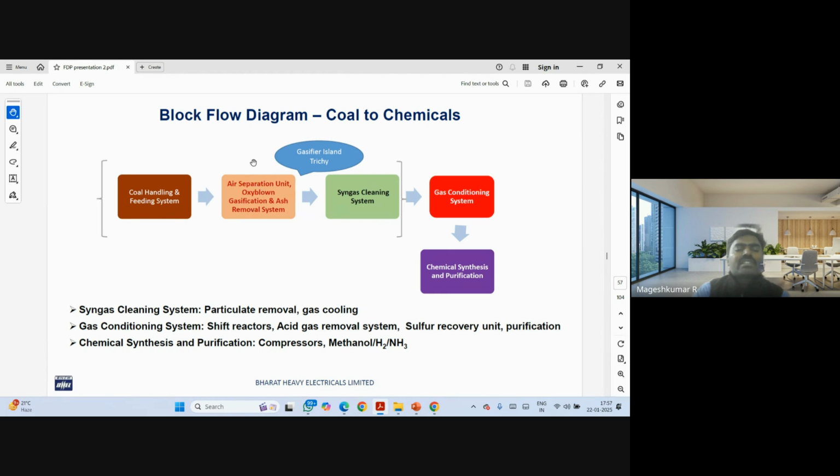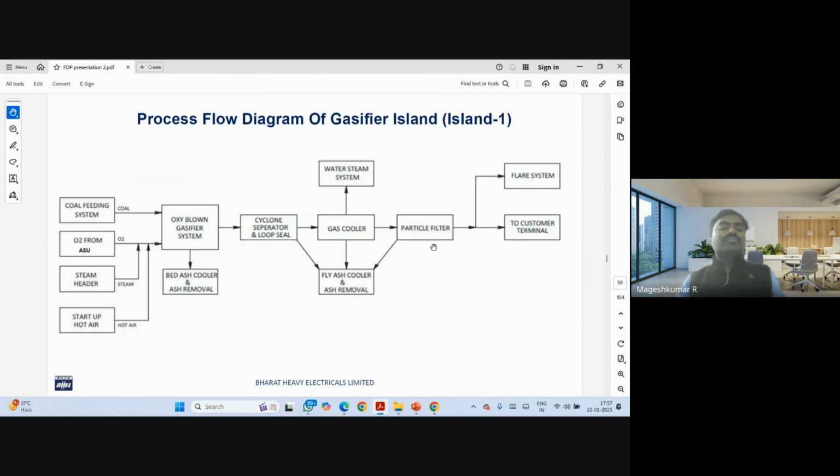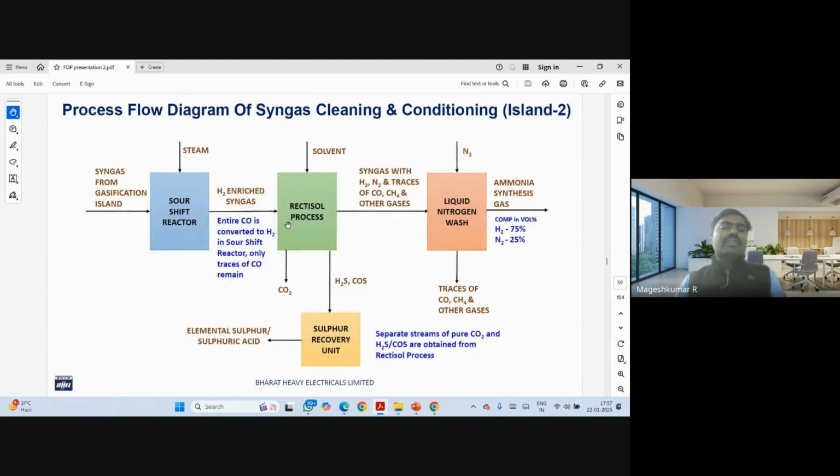Once the gasification is done, the syngas would be sent to the syngas cleaning system. Whatever ash is produced inside the gasifier after burning would be removed by the ash removal system. Once the syngas is produced, it would be conditioned. The gas would be cooled, and further synthesis and purification is done to convert it to various products. The process flow of the entire thing is shown here in detail. If people are interested, they can go through this.